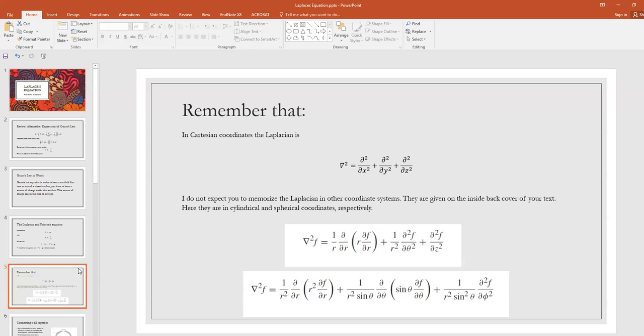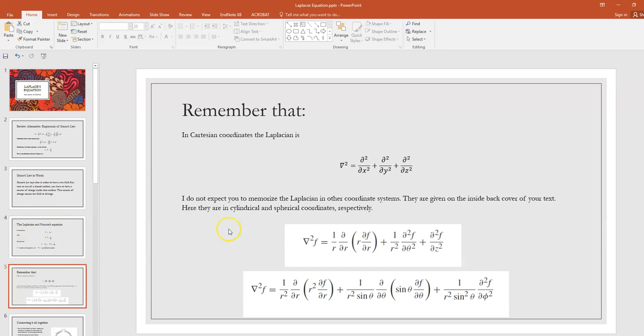Now remember that in Cartesian coordinates, the Laplacian is given by del squared is equal to the partial with respect to x squared plus the partial with respect to y squared plus the partial with respect to z squared. So the second order derivatives there for those Cartesian coordinates. Now that one you might want to memorize, but I don't expect you to memorize the Laplacian in other coordinate systems, and they're actually given on the inside back cover of your textbook.